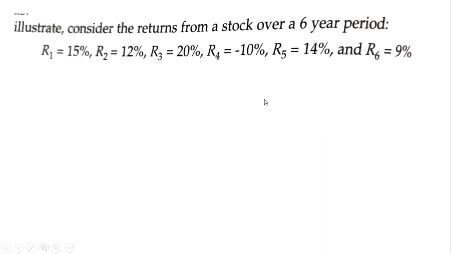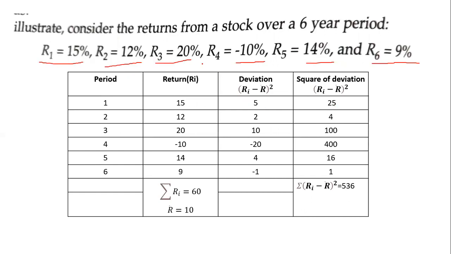If we see here, the first year return is 15%, second year it is 12%, third year 20%, fourth year minus 10%, fifth year it is 14%, and sixth year it is 9%. So let's calculate. First, we will see the return and then we will see the risk. We have a total of 6 periods here. The data is written as Ri, first, second, third, fourth, fifth, and sixth.